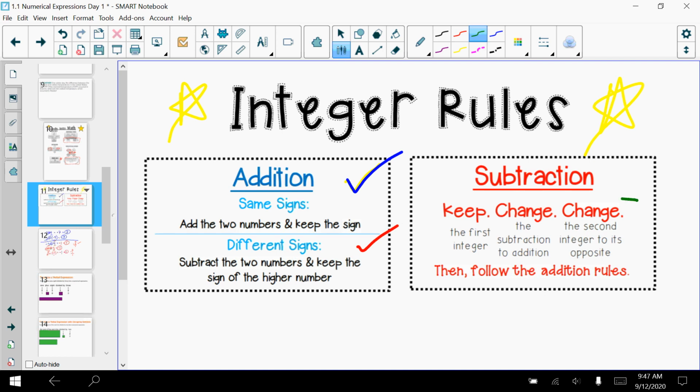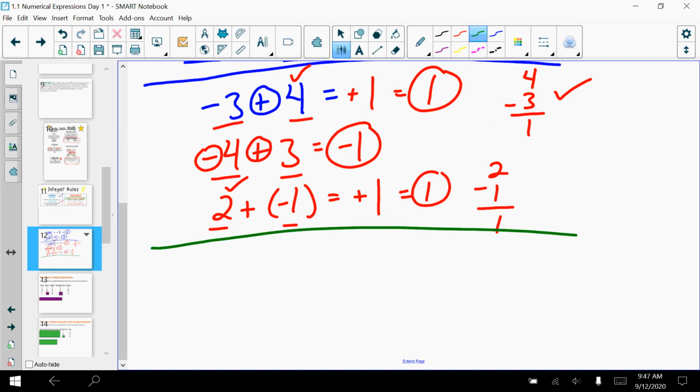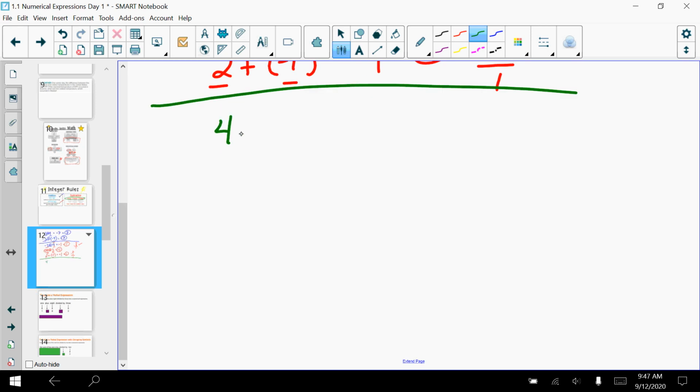Now some students like this idea of keep, change, change, and you could totally do that. But here's how I like to view it. If I have something like 4 minus 3, once again, we start off really easy and then we build. You can do it as a plus and minus. So plus and negative is the same thing as minus. The signs are opposite and we're subtracting. So 1, and then 4 is larger than 3, so it's positive 1. So nice, easy way to think about that.